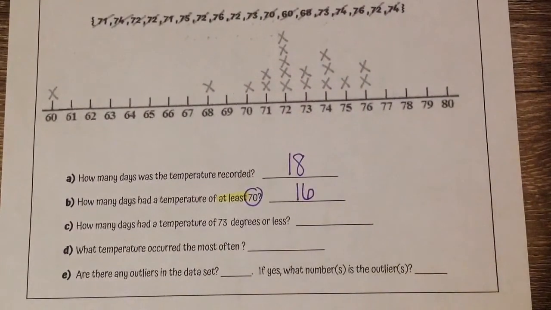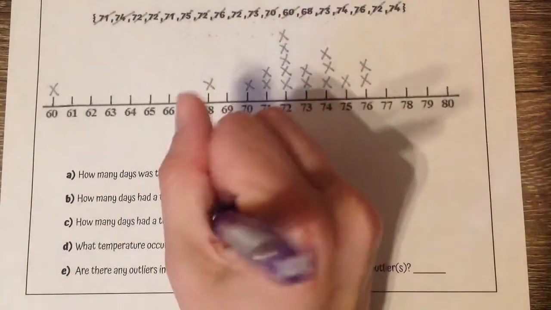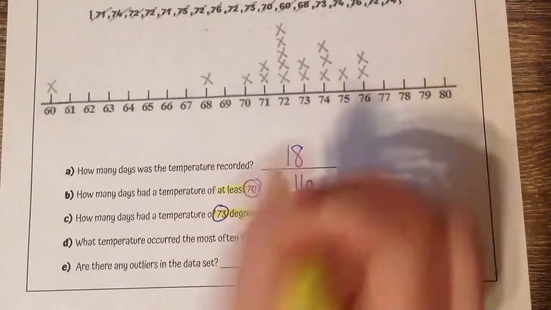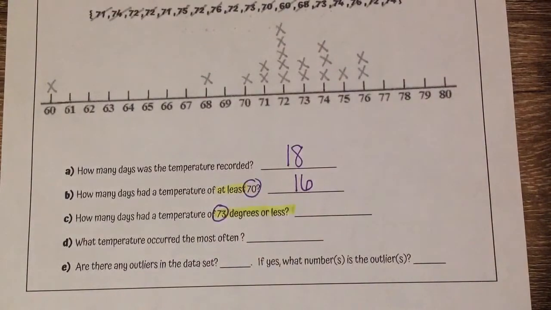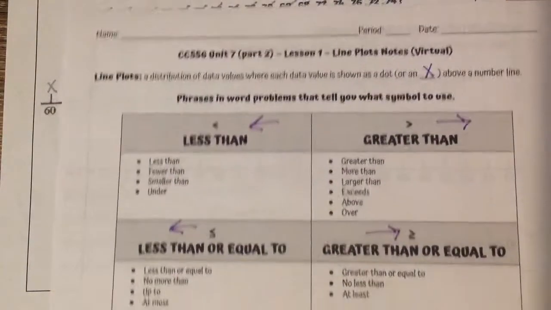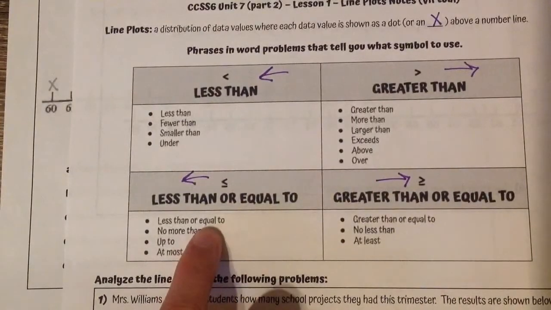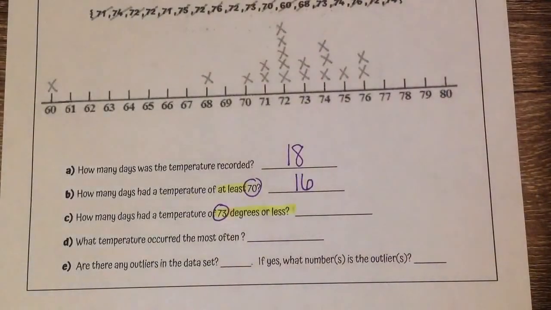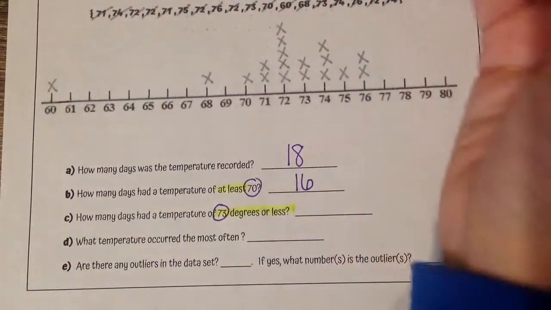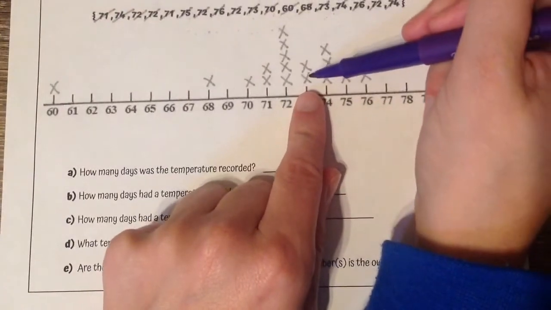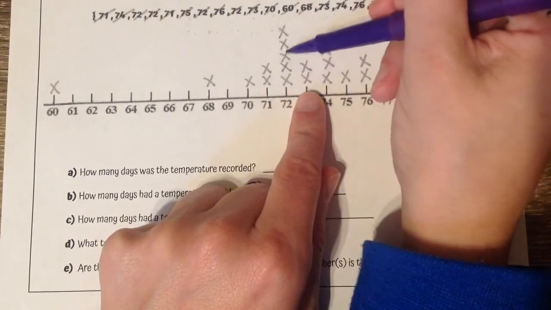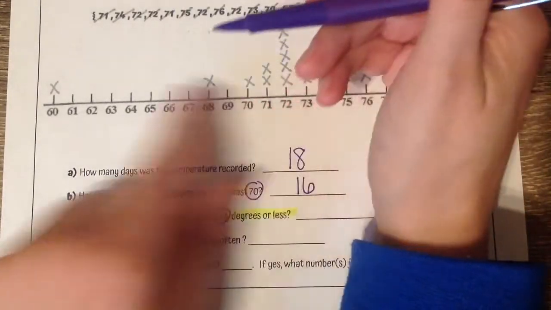For C, how many days had a temperature of 73 degrees or less? So I'm going to circle our number here. It's this amount or less. We had one like that on the last problem. By saying 73 degrees or less, that's like saying equal to 73 or less than that. So the 73 is included, and anything smaller than that is included. So I'm going to find 73. We're counting this, and then anything smaller, anything to the left. 1, 2, 3, 4, 5, 6, 7, 8, 9, 10, 11, 12.